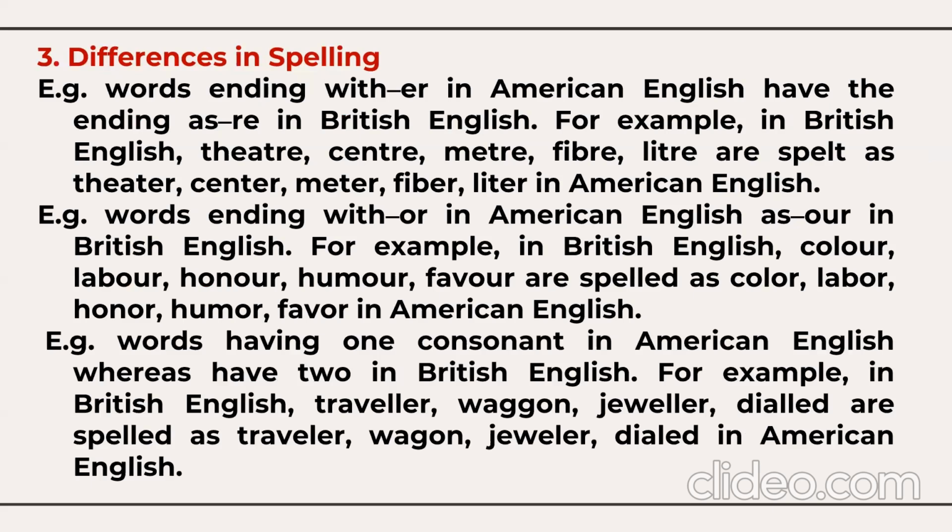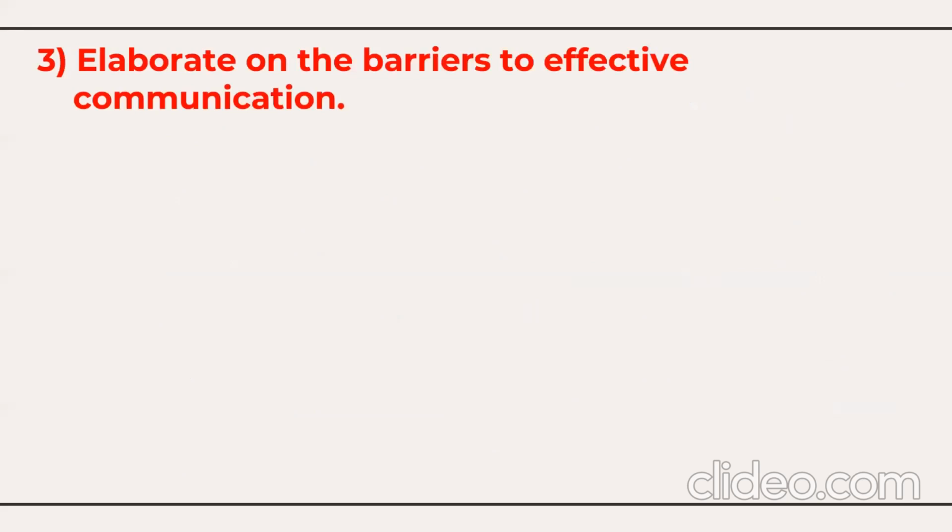Similarly, we have words having one consonant in American English. On the other hand, British English has two consonants. For example, in American English, traveler, jeweler, with a single L. In British English, traveller, jeweller, with a double L. So these are the differences between American and British English.